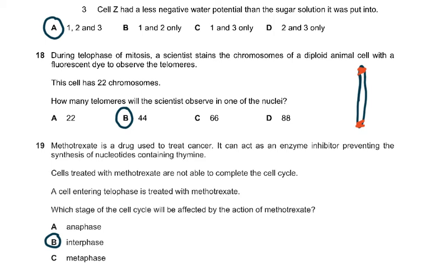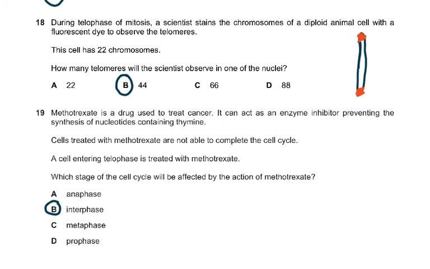Naturally, if you have 22 chromosomes, how many telomeres will the scientist observe in one of the nuclei? So 22 chromosomes will have 44. One chromosome has two. The telomeres are at the ends. So this is a telomere and this is a telomere. So two telomeres on one chromosome. So the answer was 44.